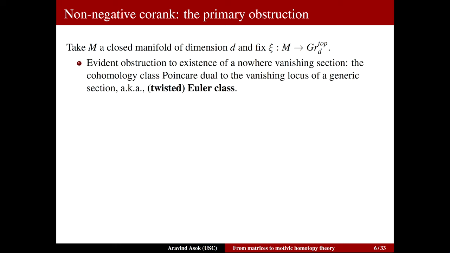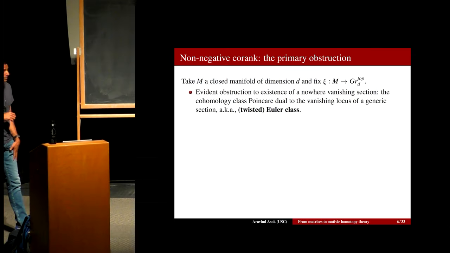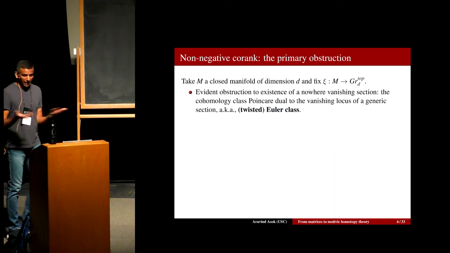All right, so there is an obstruction to existence of a nowhere vanishing section, which is sort of tautological. If I pick a suitably generic section, I can look at its vanishing locus, and I can look at the cohomology class that's Poincaré dual to that. Right now I haven't imposed any orientation conditions, and so the Poincaré duality might be twisted in some way, and that's why I call this the twisted Euler class. So if the bundle has a nowhere vanishing section, then the twisted Euler class should vanish.